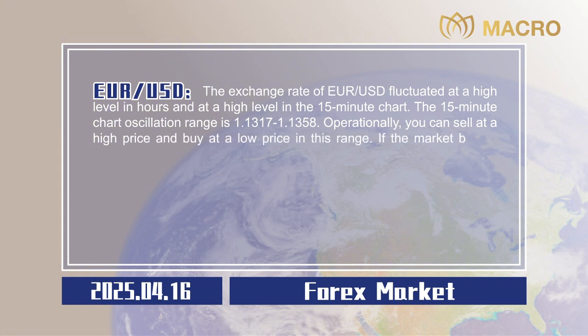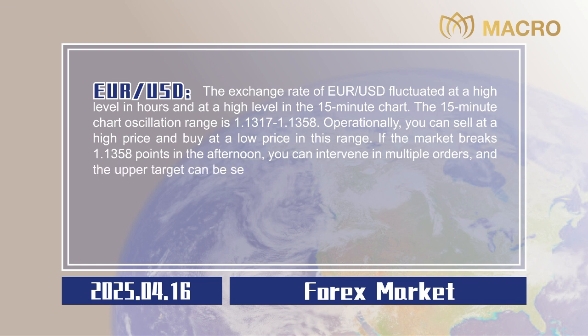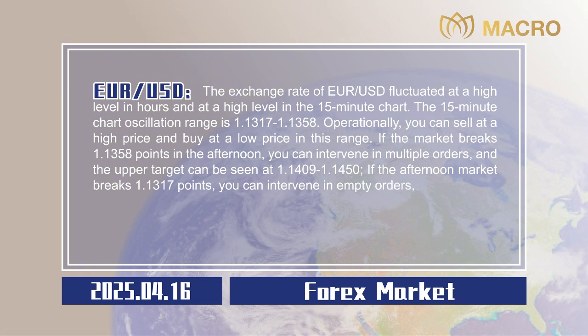If the market breaks 1.1358 points in the afternoon, you can intervene in multiple orders, and the upper target can be seen at 1.1409 to 1.1450. If the afternoon market breaks 1.1317 points, you can intervene in empty orders, and the target below can be seen at 1.1270 to 1.1220. Stop losses are all 20 points.